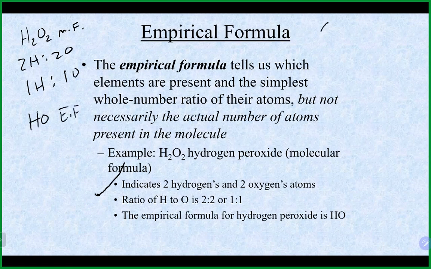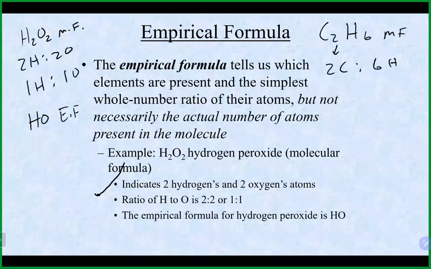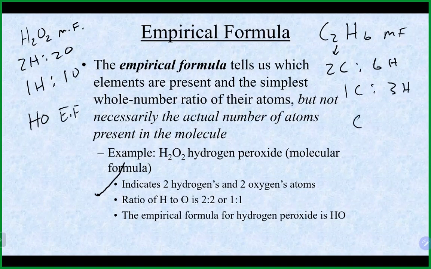If we had something like C2H6 as the molecular formula, we could look at this and see that that is 2 carbons for every 6 hydrogens. Once again, in this case, we could divide everybody by 2, which gives us a ratio of 1 carbon for every 3 hydrogens that are present. And that would give us an empirical formula of CH3 in this particular case.